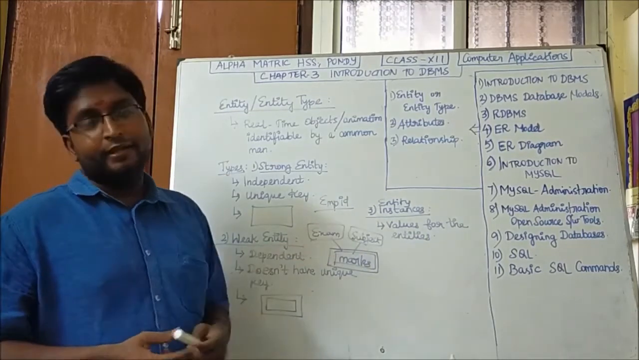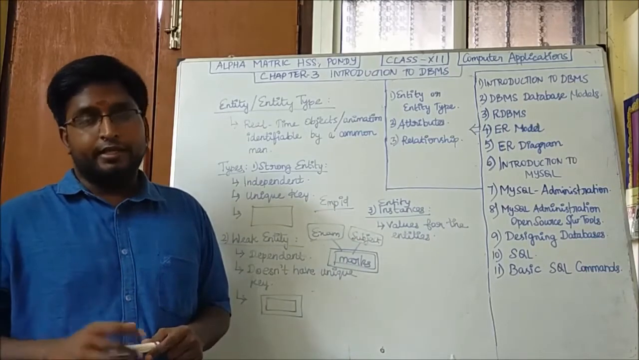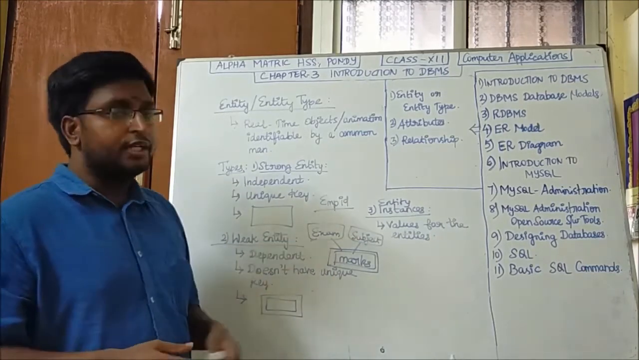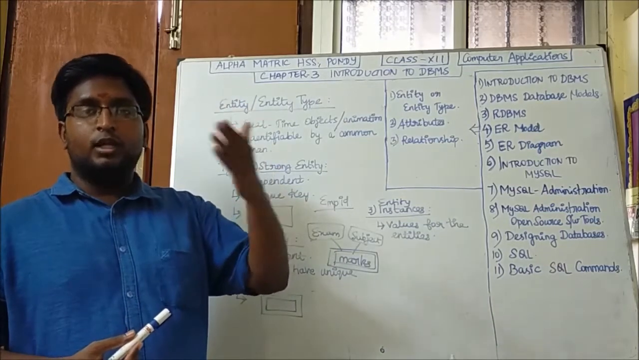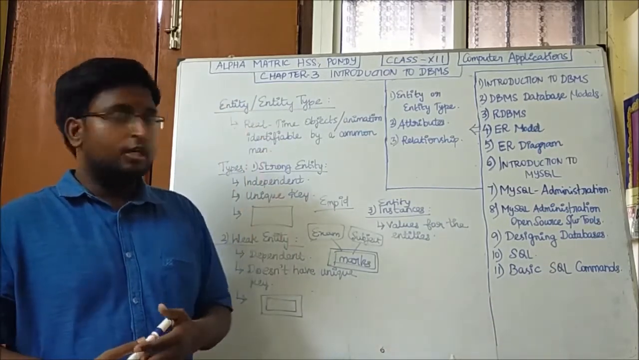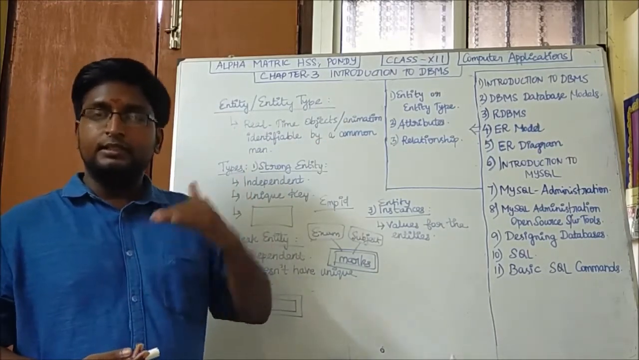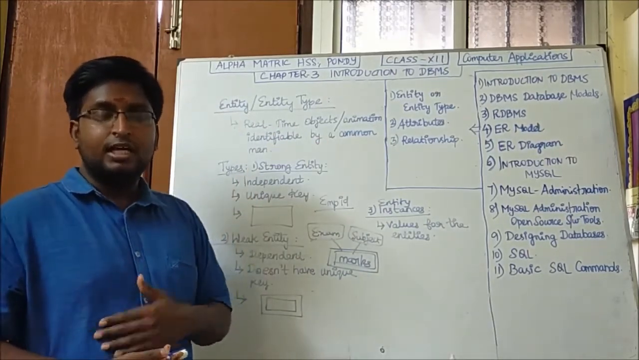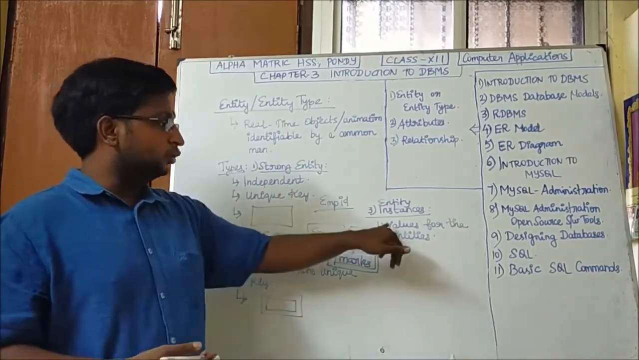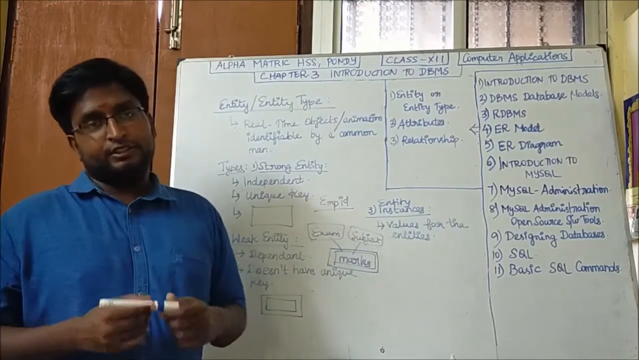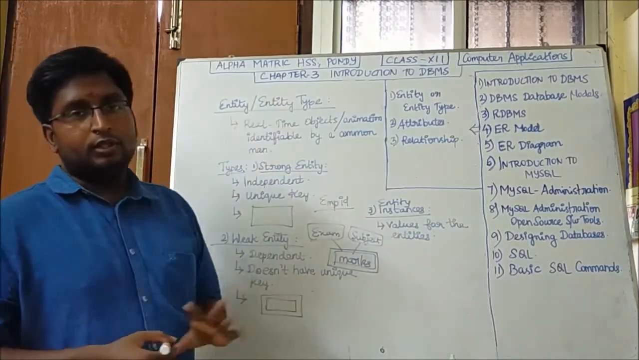The third one is the entity instance. Entity instances are nothing but values for the entity. For example, for employee ID I give values like 01, 02, 03. For exam, values like midterm exam, half yearly, quarterly. For subject, English, Tamil, like that. Those values are called the entity instance. So this is all about the entity type.